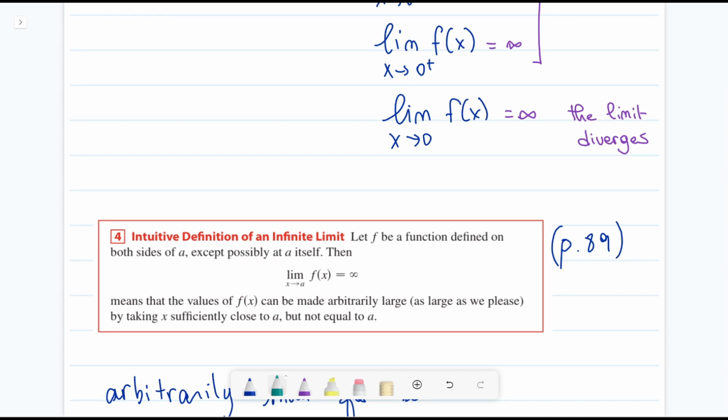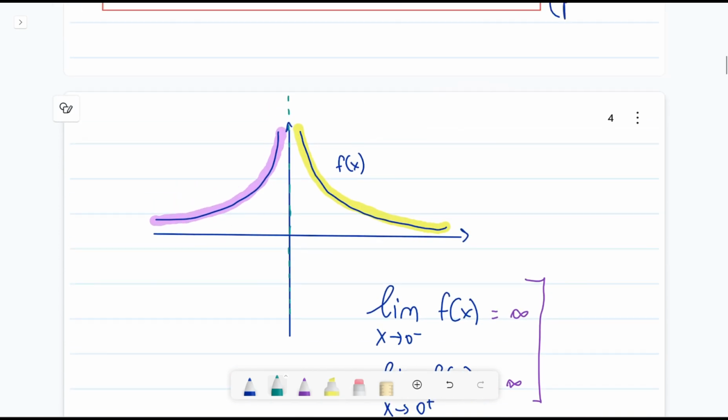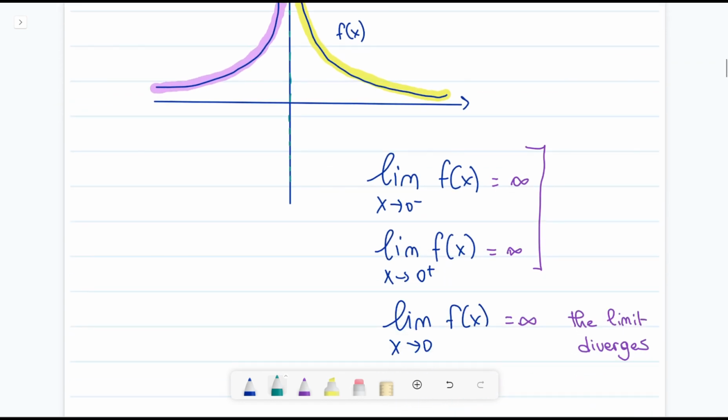Then limit of f of x as x approaches a equals infinity means that the values of f of x can be made arbitrarily large as we please by taking x sufficiently close to a but not equal to a. So as we can see, the value of f of x will keep on getting larger and larger as we get closer to 0, but not at 0, because at 0 we have an asymptote.